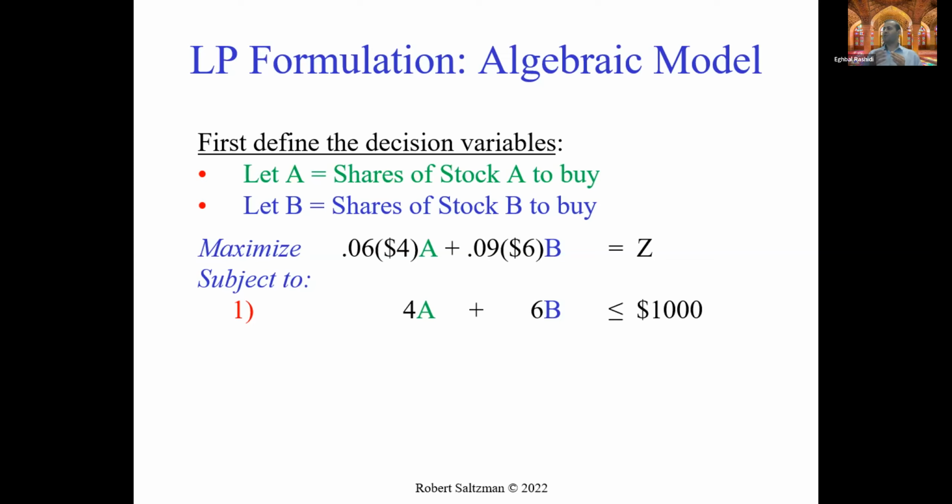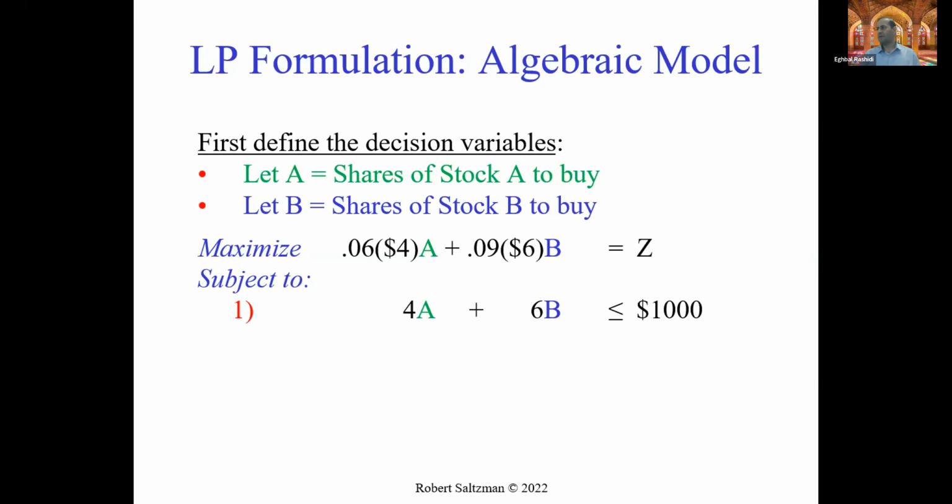Okay, so how much you spend on A would be the number of stock A that you purchase multiplied by its price, which is 4. So it would be 4A. For stock B, it would be price multiplied by how many you purchase, which is 6B. So 4A plus 6B, that's your total cost of purchasing stock A and B. This should be less than your budget, which is 1,000. Okay, so this is your first constraint.